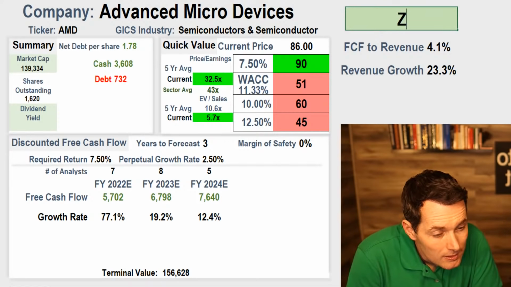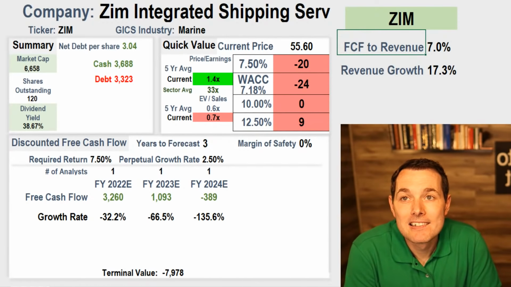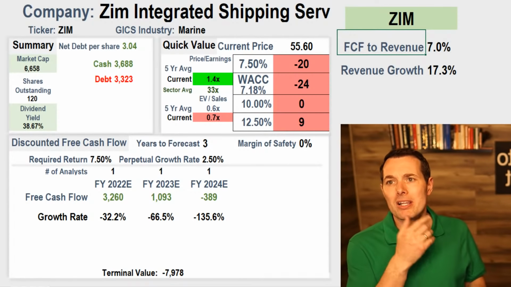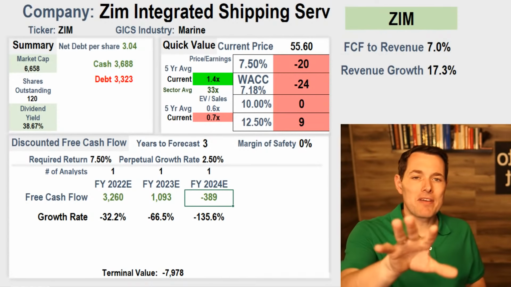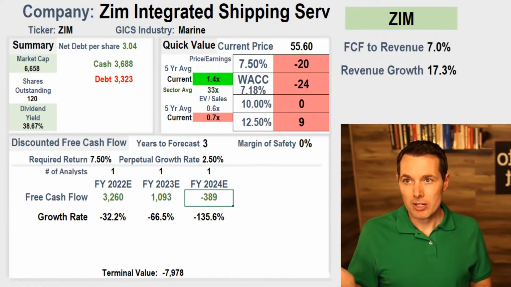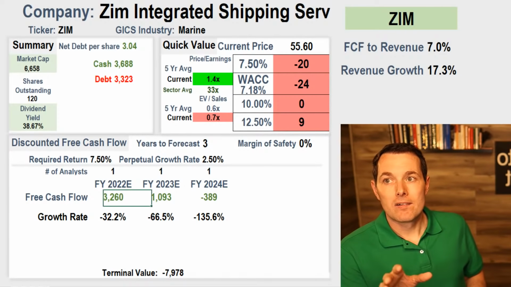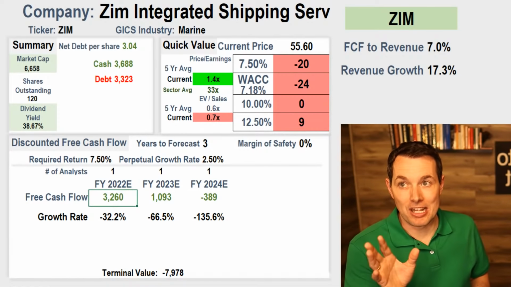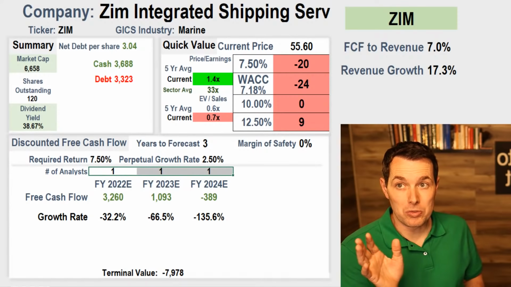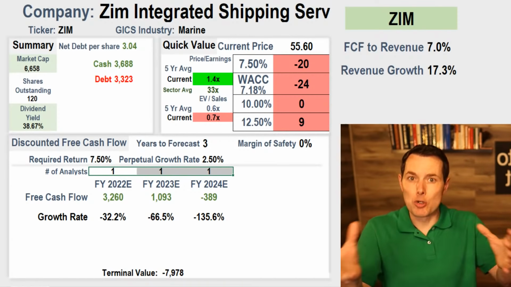Okay, Zim. Yeah, negative 20. Oh, you know what it is? Whenever you see a negative number with discounted cash flow, there has to be negative free cash flow. So this is super concerning. Why are analysts? Now, it's only one analyst. So does this analyst know what they're doing? I don't know. I trust the group as a whole.